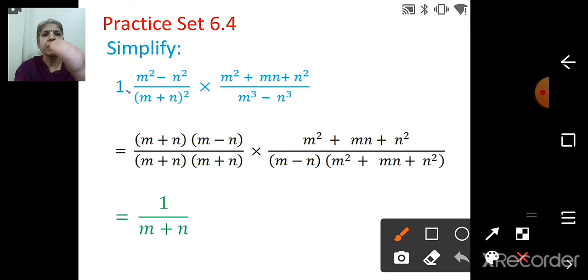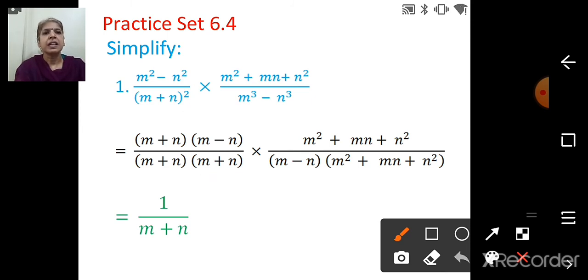So see the first fraction and the numerator of that, m square minus n square, and we know it is based on the formula a square minus b square. So here also it is m square minus n square. So what are we going to write? m plus n multiplied with m minus n. Then the denominator of that part, you see, m plus n the whole square. Here we are not going to expand, we are just going to write its factors. So m plus n the whole bracket multiplied with m plus n.